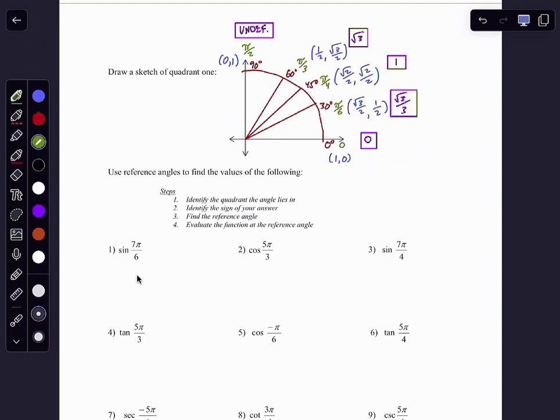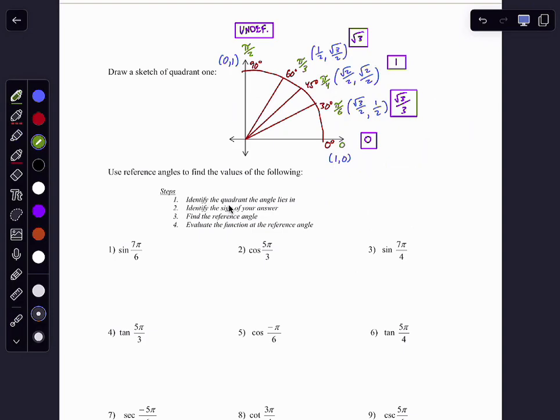Okay. Now, we still haven't said how you're going to do ones that are not in that quadrant, okay? Everybody agrees 7 pi over 6 is not in quadrant 1, right? We're not going to look at the unit circle. These are the steps to figure this out. It says use reference angles to find the values of the following, and these are the steps.